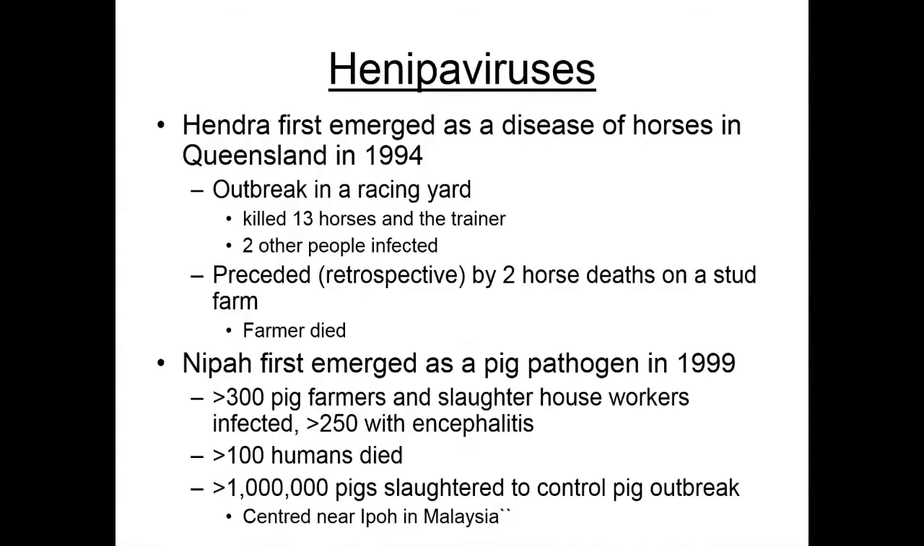The first cousin of Hendra virus, Nipah virus, first emerged in 1999, some 5 years later. And I'll talk a little bit about both of these emergences. But this emerged as a disease of pigs and pig farmers and slaughtermen in Malaysia and Singapore in 1999, and was associated with the death of more than 100 humans and the slaughter of more than 1 million pigs, which were slaughtered to try and bring the outbreak under control.